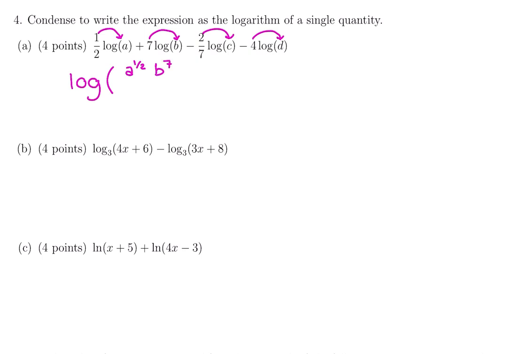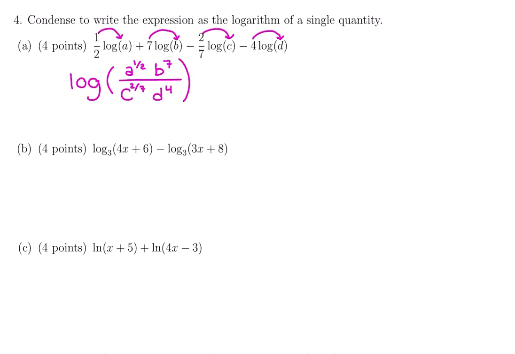Anything subtracted goes in the denominator. So this c term is going to go in the denominator. And the number out front is the power. So c to the 2/7 goes in the denominator. And then lastly, I have the letter D to put inside this log, and since it's subtracted, it goes in the denominator, and that 4 out front makes it the 4th power.